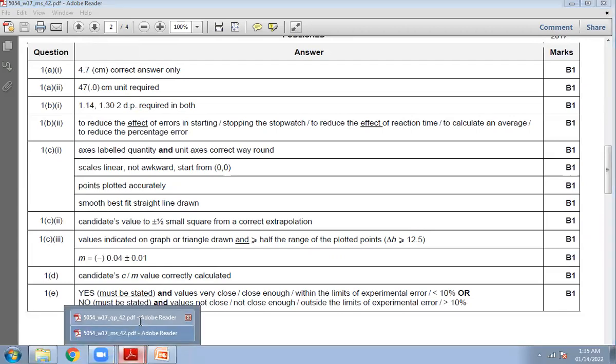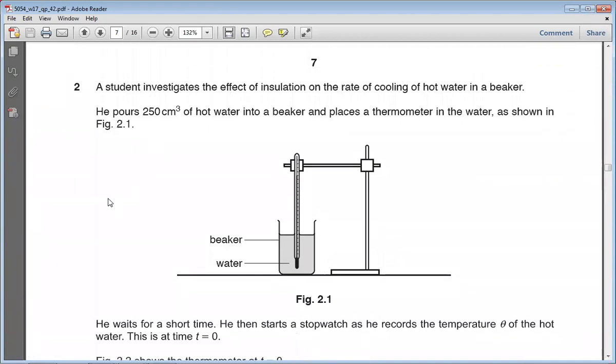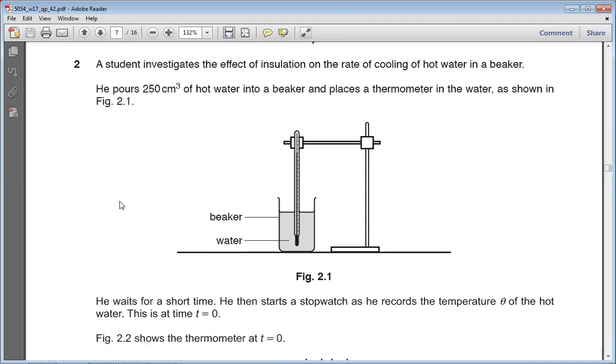Okay, so let's go to the next question. The next question is question number 2. And he says, okay, a student investigates the effect of insulation on the rate of cooling of hot water in a beaker. He pours 250 centimeter cube of hot water into a beaker and places a thermometer in the water as shown in the figure 2.1. So here you have a beaker, this is hot water, and here you have a thermometer, and you are holding the thermometer with the help of a clamp, which is being supported by a retort stand.